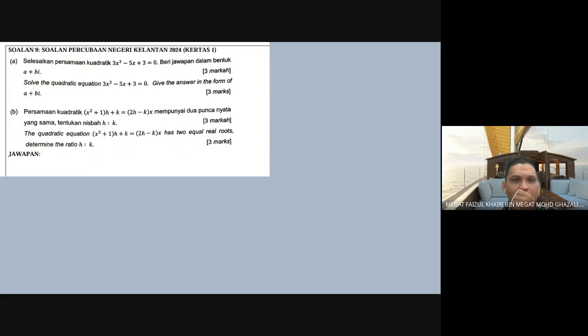Solve the quadratic equation 3x squared minus 5x plus 3 equal to 0. Give the answers in the form of a plus bi, which I think means that if the answer is in the form of a plus bi, this is a complex number.